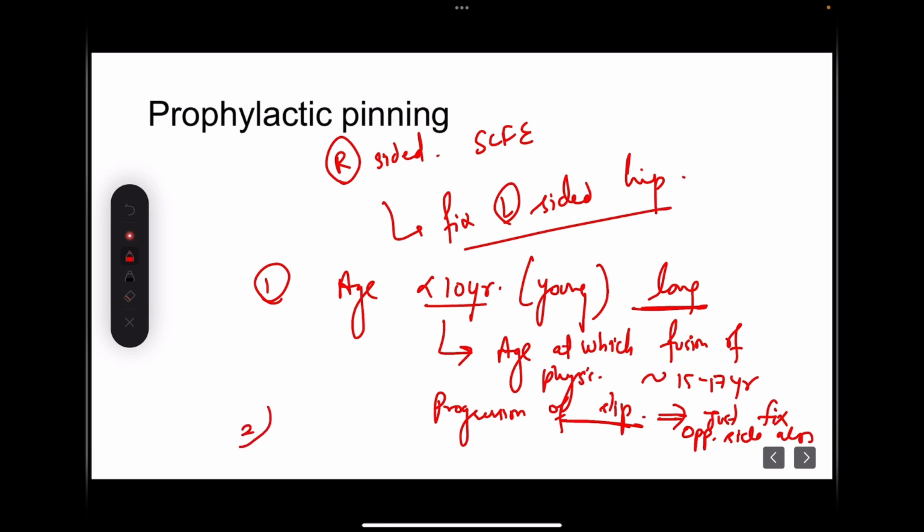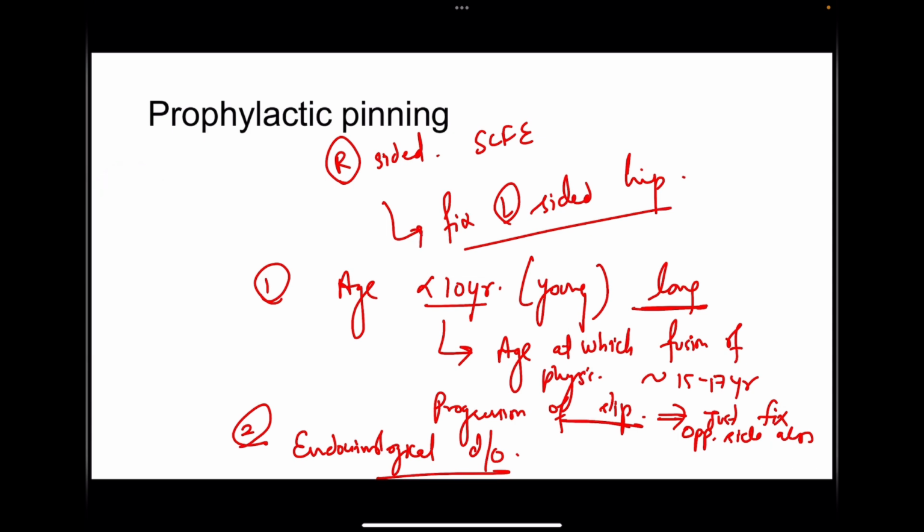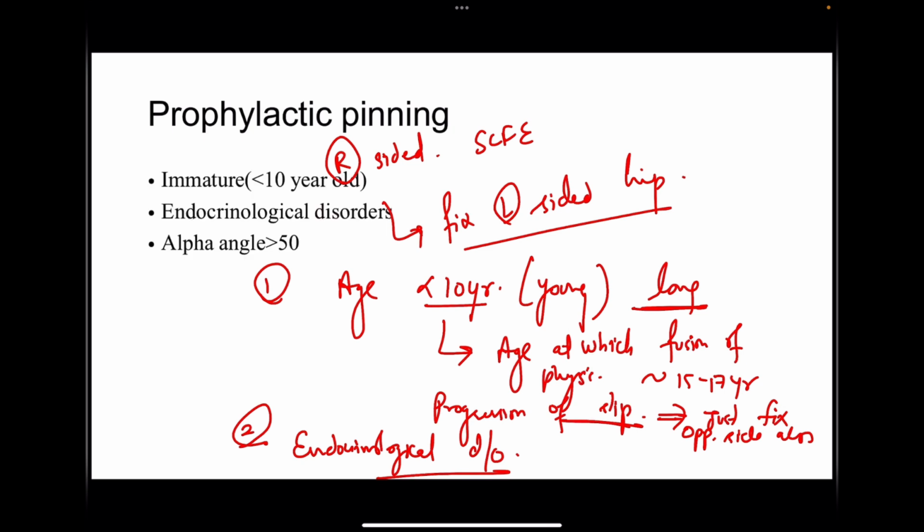This is one condition. Another is endocrinological disorder. Whenever a child has endocrinological disorders like delayed puberty, thyroid anomalies, growth hormone deficiencies, in those cases also try to fix the opposite side. And one thing which we have already discussed is the alpha and Barrios angle. Although not very important, some authors do quote that whenever the alpha angle is more than 15 and Barrios angle more than 14, in that case also you should be doing prophylactic pinning.